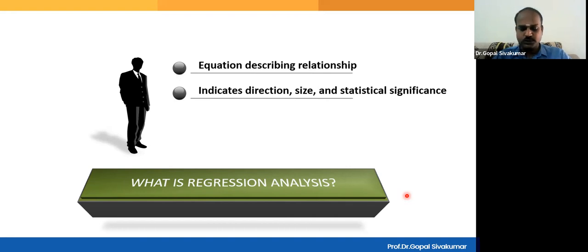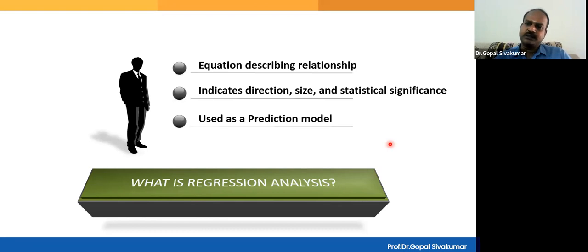And regression will also tell about the statistical significance. Statistical significance is nothing but the p-value. If you make any conclusion with some data, your conclusion will be perfectly correct whenever the p-value is very low. So regression analysis comes with a p-value also. And then regression can be used to predict future observations. That means regression can also be used as a prediction model.